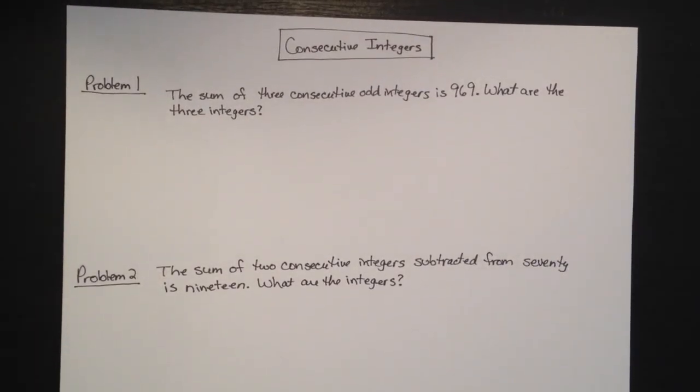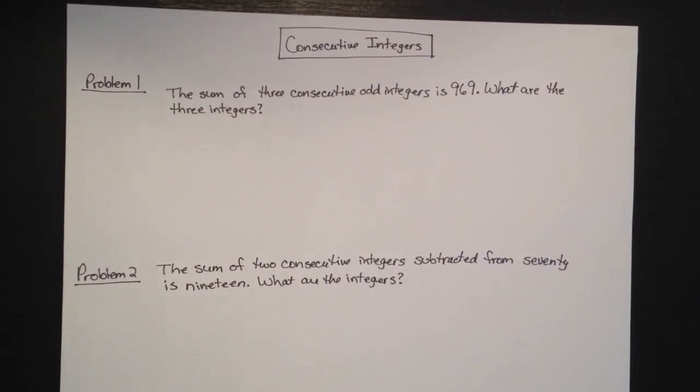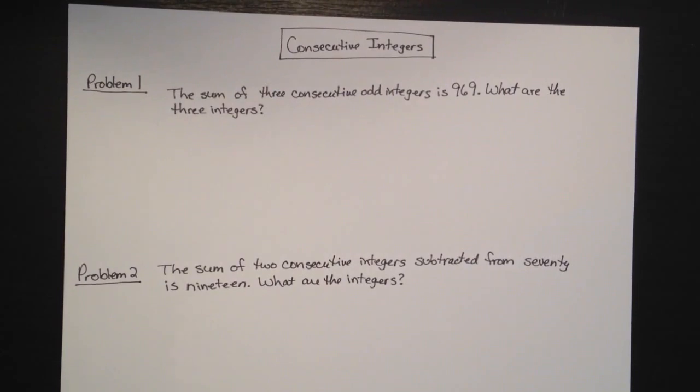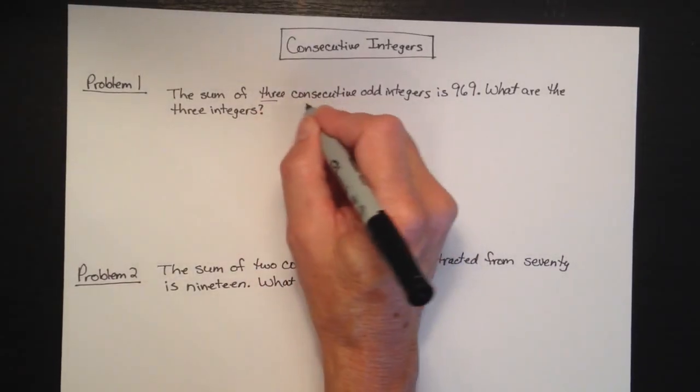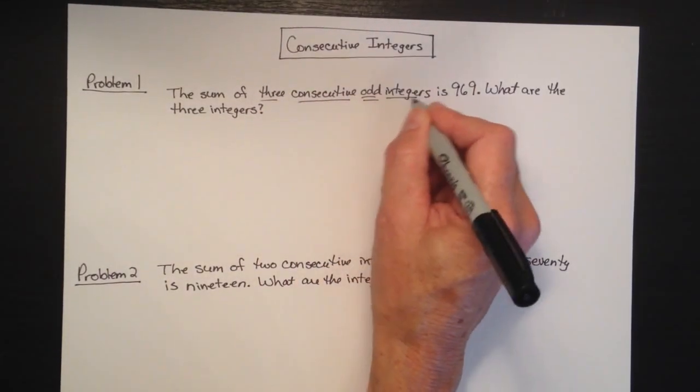This video is about solving consecutive integer problems. Problem number 1 says the sum of 3 consecutive odd integers is 969. What are the 3 integers? So when we read this problem, we see that what it's talking about is 3 consecutive odd integers.